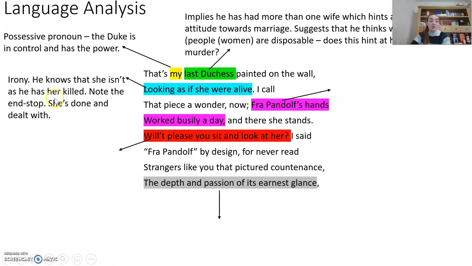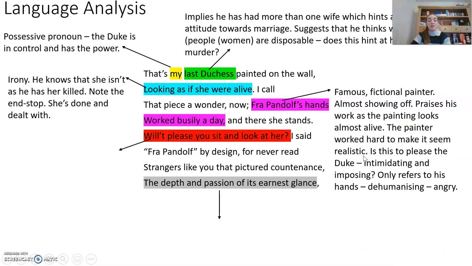This is quite ironic. He knows that she isn't alive, and it's probably him that's had her killed. So note the full stop there. So it's almost "looking as if she were alive." Full stop. She's done. She's dealt with.